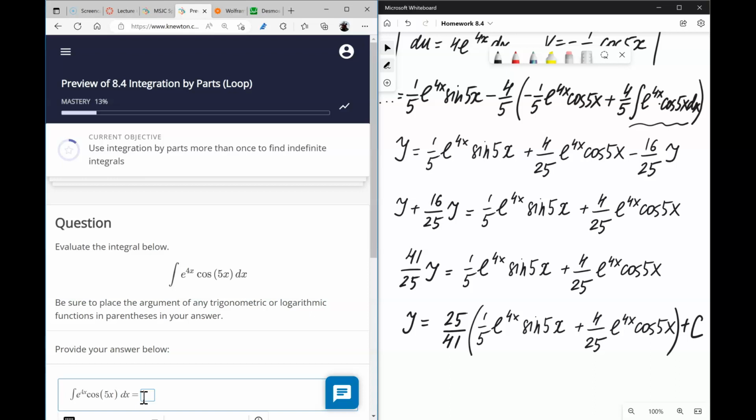And you can simplify it a little bit. We can take out e to the power 4x, and we can distribute the 25 over, so it's going to be 5 sine of 5x plus 4 cosine of 5x plus C.